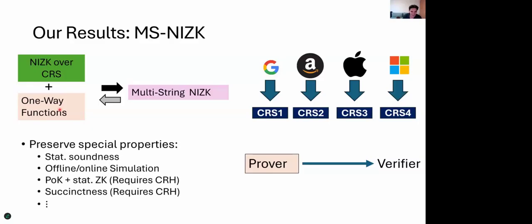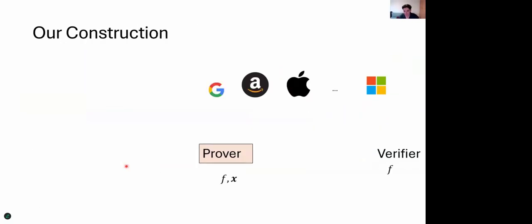You'll see it in a minute. And it's simple enough so that the transformation preserves many useful properties, such as statistical soundness, proof of knowledge, succinctness, and so on. And the previous transformation didn't preserve these properties. So this is another cool feature. So let's see the proof.